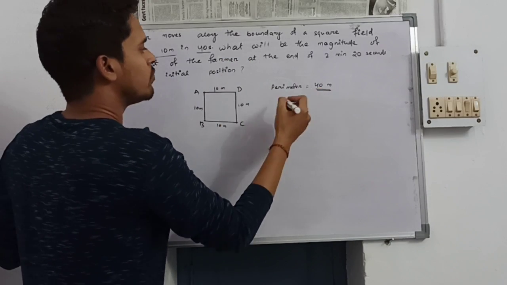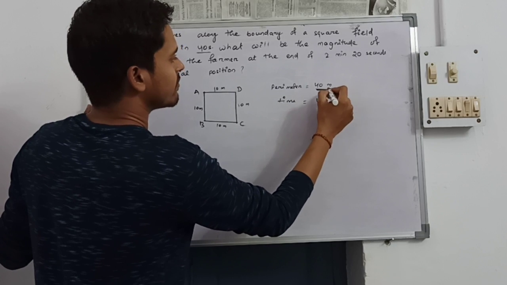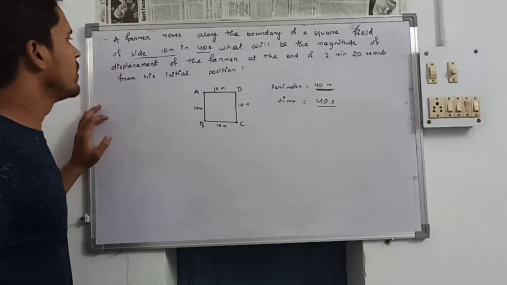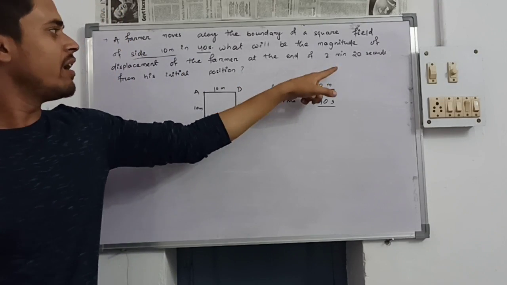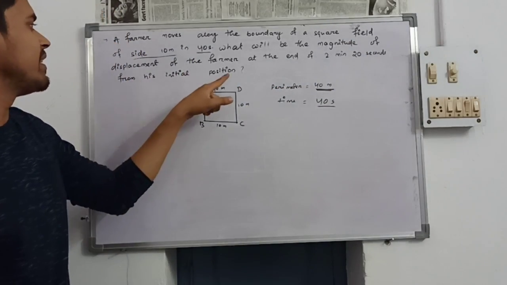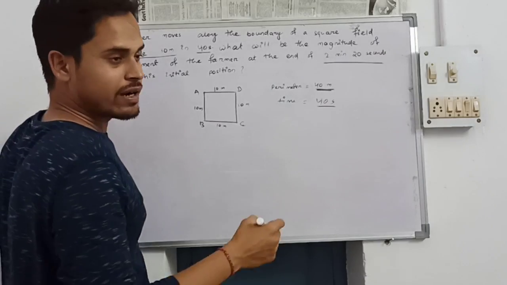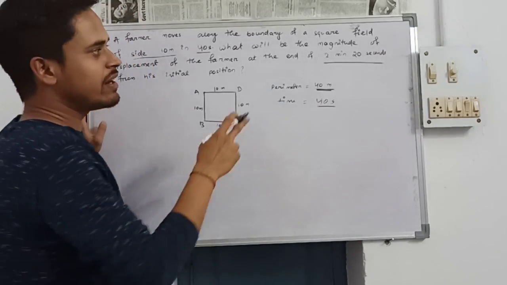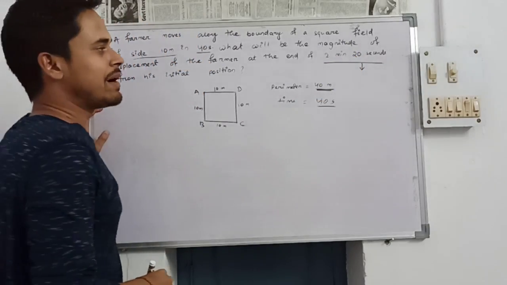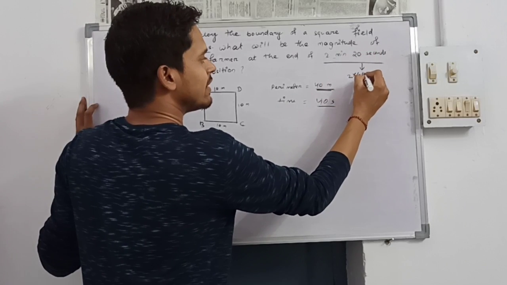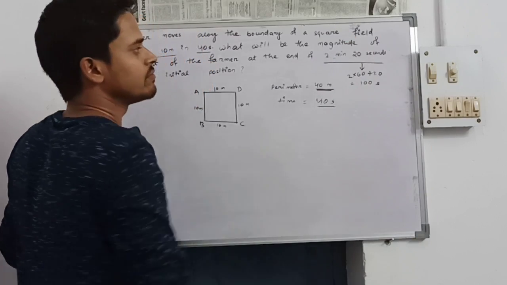So next, what is the time taken? Time equals 40 seconds. So he is traveling 40 meter in 40 seconds. Question is, what will be the magnitude of displacement of the farmer at the end of 2 minutes and 20 seconds from his initial position? So this given time is 2 minutes 20 seconds. Always remember, when time or any quantity is given in different units, according to your convenience, you convert the unit first. 2 minutes 20 seconds is 2 into 60 plus 20, equal to 120 plus 20, it is 140 seconds.